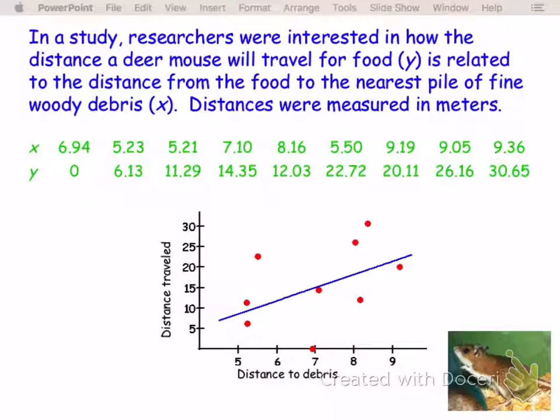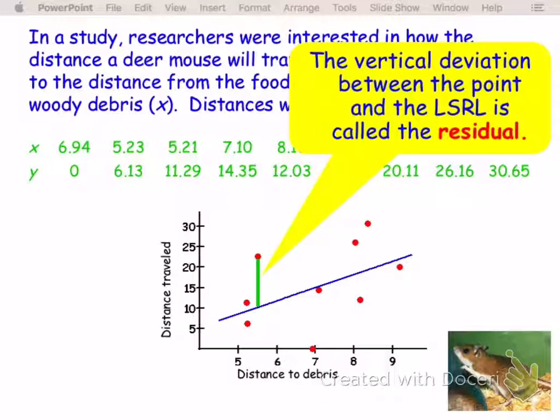So when you get your LSRL, this is what you should get. If you were to make a scatter plot, which I'm not going to make you do just yet, this is what your scatter plot would look like. You do have a positive correlation, and then this is your LSRL graphed. So just looking at that data, I would think that it looks linear. It looks like it's a good predictor, but I am not 100% positive yet, so I do need to check that. The vertical deviation between the point and the LSRL is called a residual.